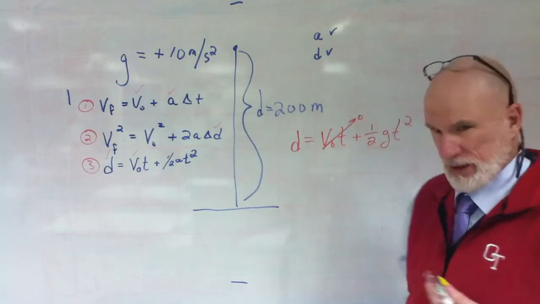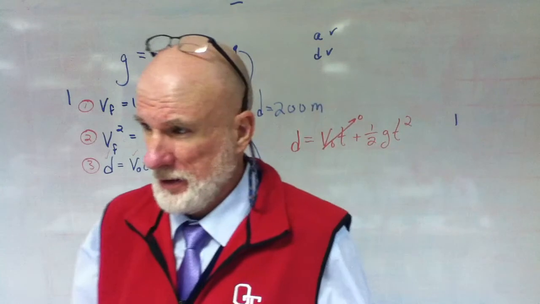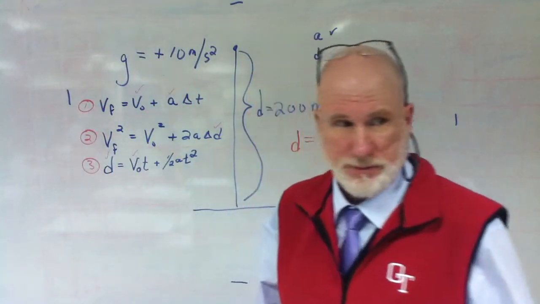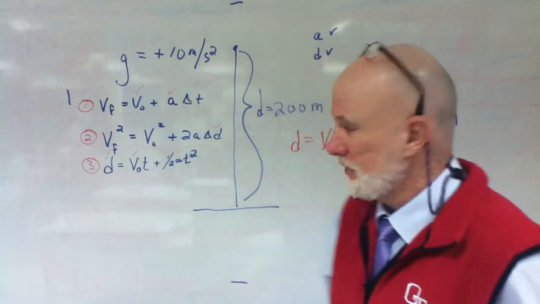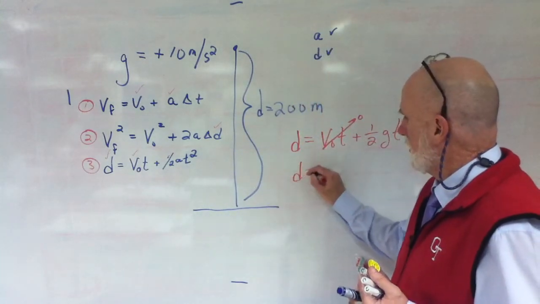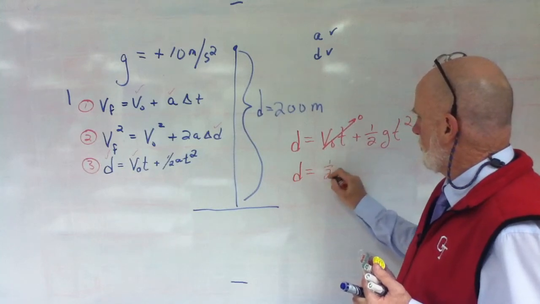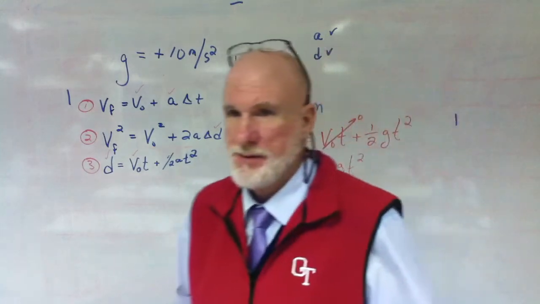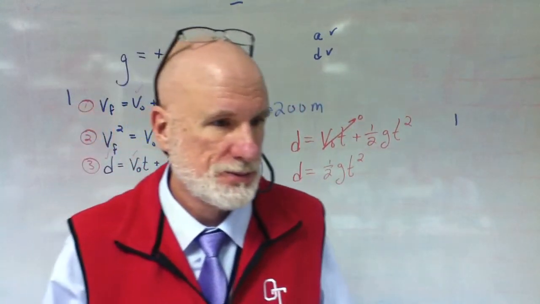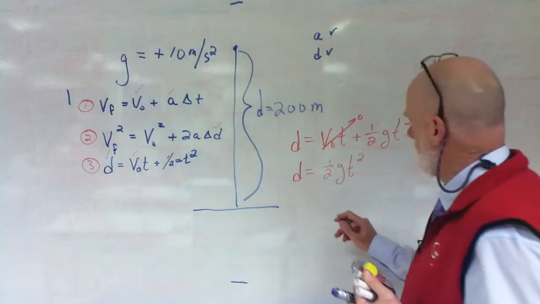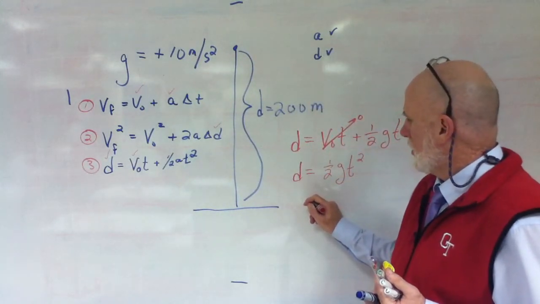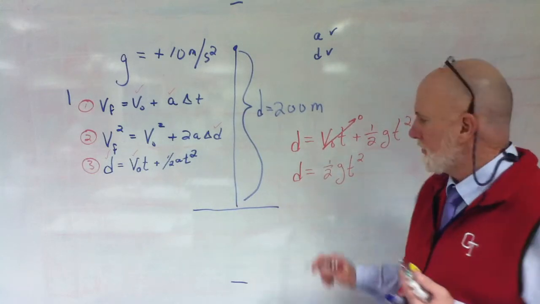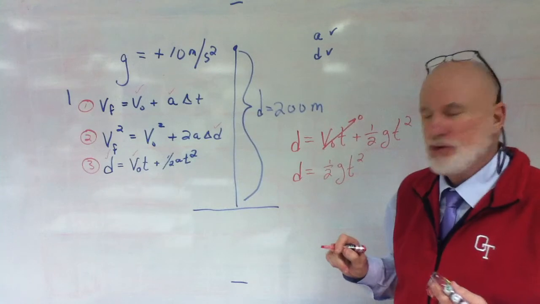This equals 0. Do you see that? Because the initial velocity is 0, the term equals 0. So d equals 1/2 g t squared. Correct? Yes. Okay? So I want to solve for t. Multiply both sides by what? 2.